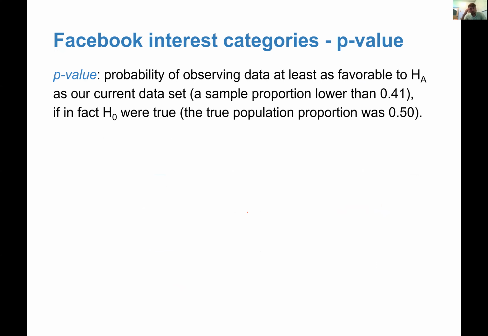Okay, so the Facebook interest categories: the p-value is the probability of observing data at least as favorable to HA as our current data set, 0.41, if the null hypothesis were true. So if p was actually 0.5. So we're talking about the probability that p-hat is less than 0.41 or greater than 0.59. Okay, so that's the probability that the absolute value of z is greater than 5.26. Now, if you look in the table in the back of your book, 5.26 isn't even on there. It's really far away, so it's really small.